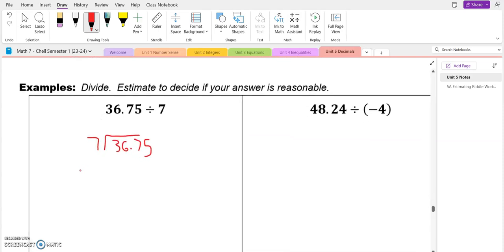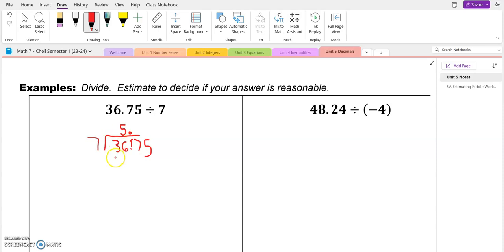Now, one key thing to know is we are going to bring our decimal straight up at the beginning of the problem. So we have the decimal right here. We're just going to bring it straight on up and put it right here. That way we don't forget about it after we finish. So now we have 7. Well, 7 can't go into 3, but it can go into 36. And 7 goes into 36 5 times.